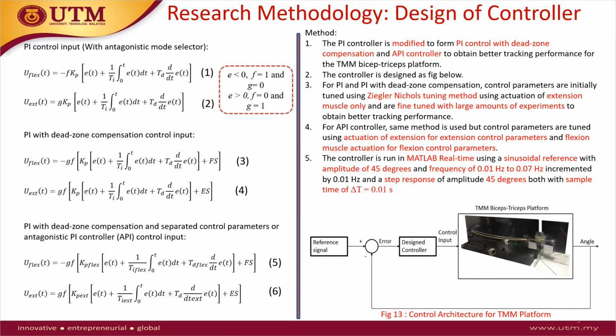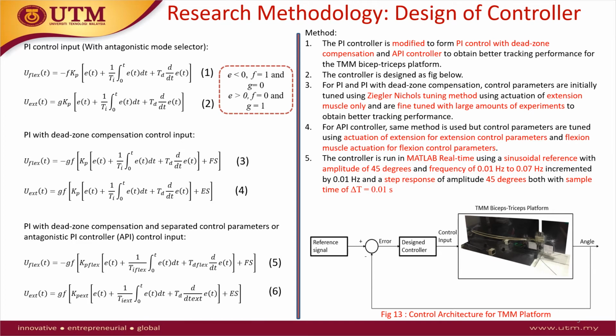A PI controller is modified to be suitable for the thin McKibben muscle platform, which is antagonistically controlled, where a mode selector, F and G, is used in order to determine whether flexion muscle actuates or extension muscle actuates. Then, dead zone compensation is done by adding parameters Fs and Es. Last of all, the control parameters Kp and Ti are separated for flexion and extension muscle. Tuning is done using the Ziegler-Nichols tuning method, and later fine-tuned with a large amount of experiments to obtain better tracking performance.